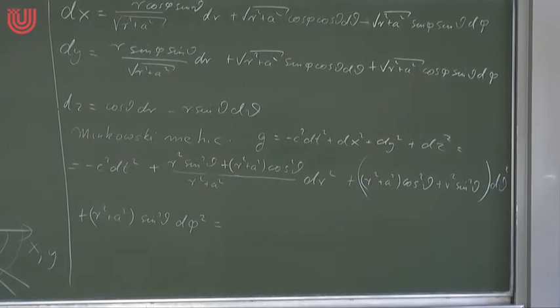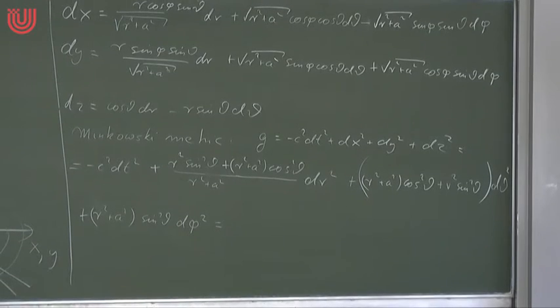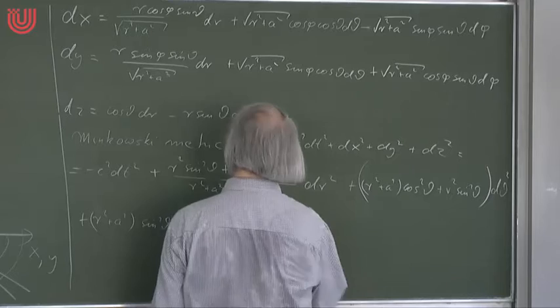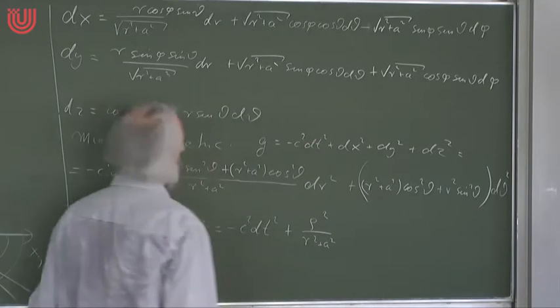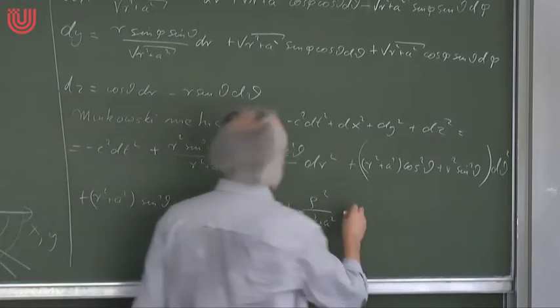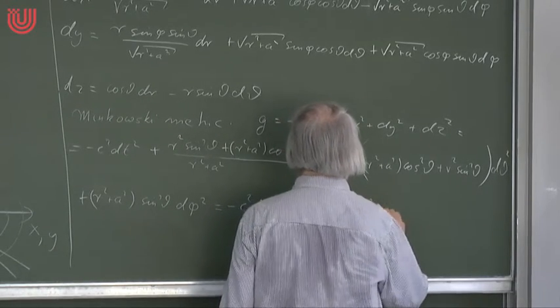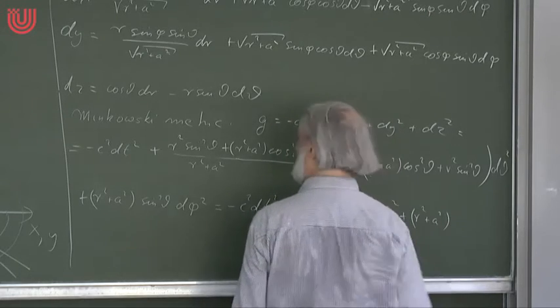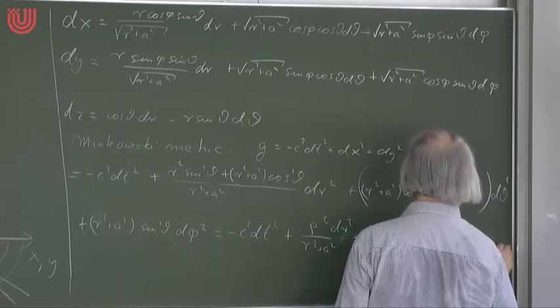So the coordinates are still orthogonal. I have no mixed terms, no cross terms. So this is c squared dt squared. This is usually abbreviated as rho squared, over r squared plus a squared. Then I have here the same quantity, rho squared, d theta squared, plus r squared plus a squared sine squared of theta d phi squared.